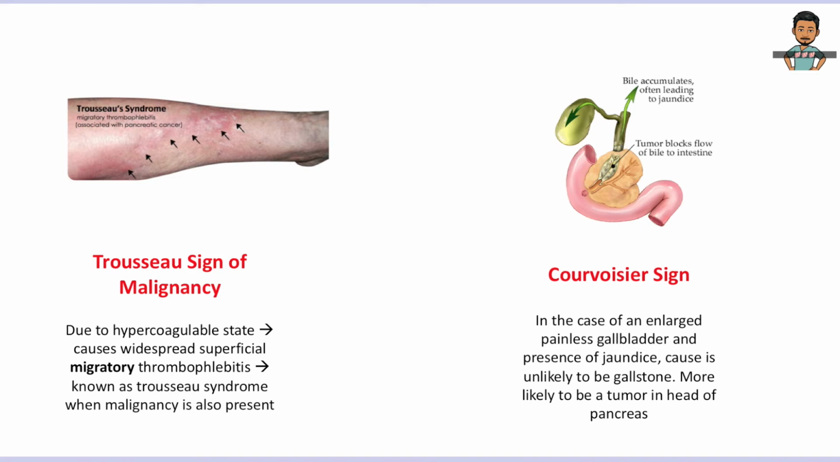Courvoisier's sign is basically telling you that in the case on physical exam, if you have an enlarged gallbladder and it's painless and there's presence of jaundice, the cause is unlikely to be a gallstone, and the more likely cause is a tumor in the head of the pancreas. Gallstones often cause painful jaundice and a painful enlarged gallbladder. So if it's painless and the gallbladder is enlarged and there's jaundice, it's probably not a gallstone and you've got to look somewhere else. In this case, pancreatic cancer.